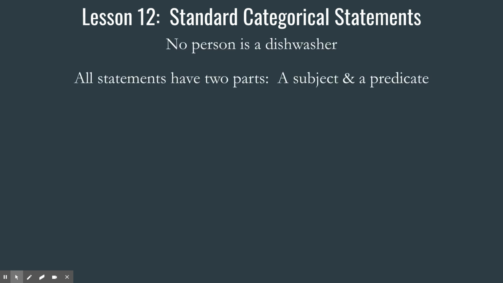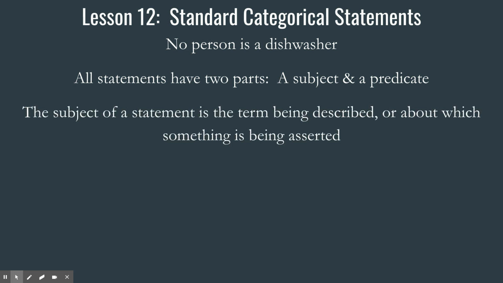So every statement has two parts, and I hope you already know this, a subject and a predicate. So what's my entire subject of no person is a dishwasher? No person. Okay, and what am I saying about no person? What's the predicate? What claim am I making about the subject? Is it dishwasher? Yeah, dishwasher, right? I'm making the claim about persons that they are not dishwashers.